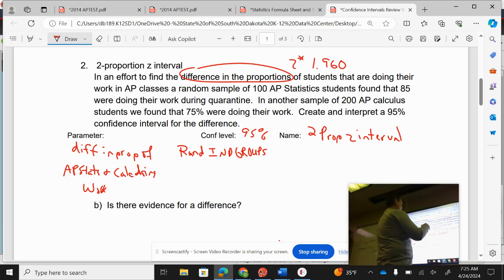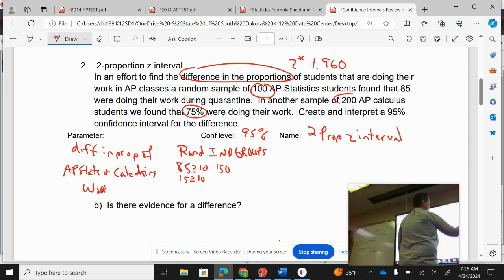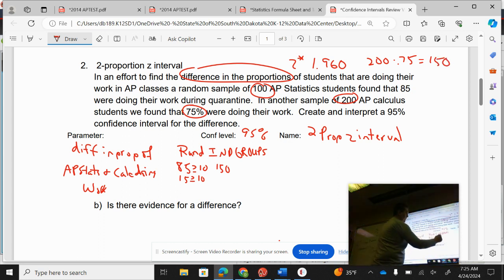And then we have to talk about in 100 AP stat students, 85 are doing their work. So we need successes and failures for both groups. So 85 is greater than 10, 15 is greater than 10. And then 75% of the Calc students are doing their work. So we take 0.75 times 200. Got to figure out what that is. That ends up being 150. And that's greater than 10. And you find the number of failures, that's greater than 10, 50, who are not doing their work. So that is nearly normal.